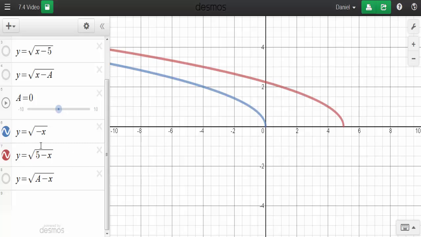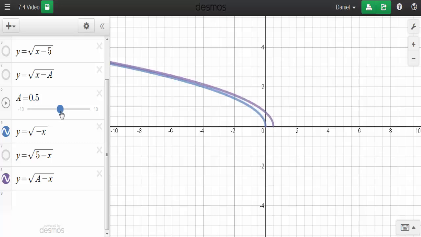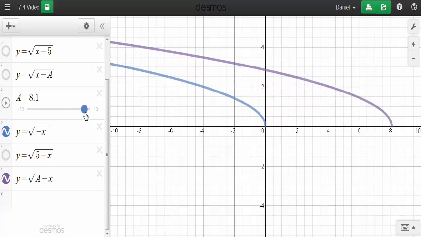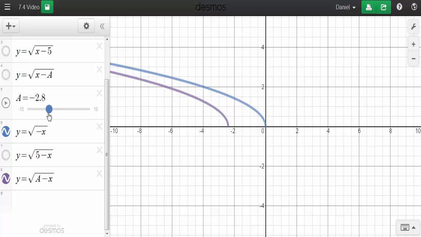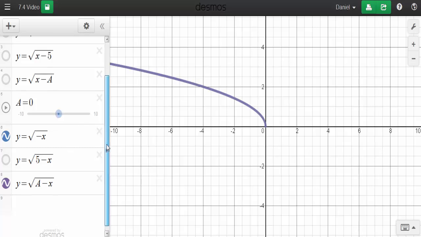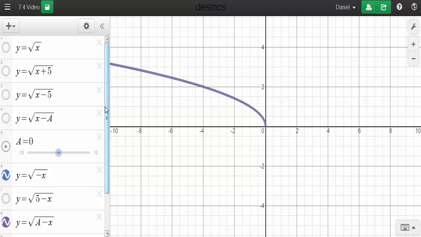If I change the square root of negative x to the square root of 5 minus x, so I inserted a 5 before the negative x, that actually moved it over 5 spaces to the right. And then just in general again, if I have the square root of a minus x, and I want to change the value of a to be various numbers, I can make a positive and I'm moving to the right, or I can make a negative and then I'm moving to the left. So the idea here is all of those graphs were very similar. It was just a matter of them being shifted to the right or to the left by changing my value of a.